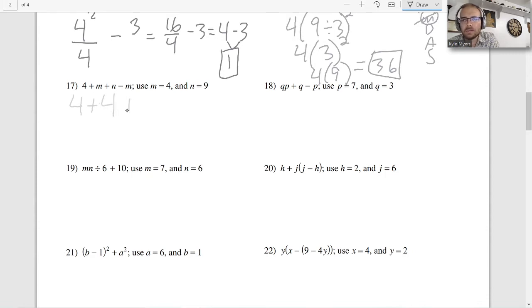M, that's 4, plus N is 9, minus M is 4. So lots of just adding and subtracting. I'm going to do some big brain stuff, actually, because watch this. 4 minus 4 is 0. Aha. 9 plus 4 is 13. So that is the answer.